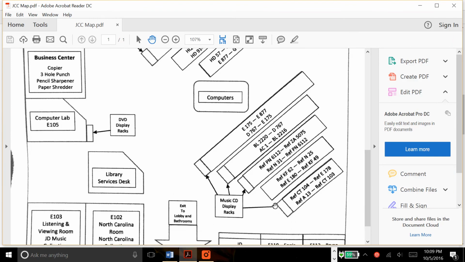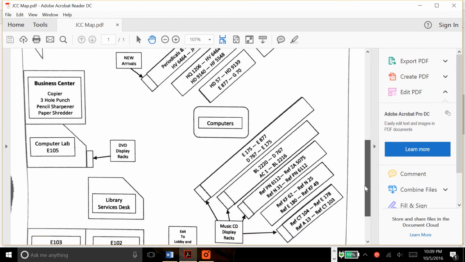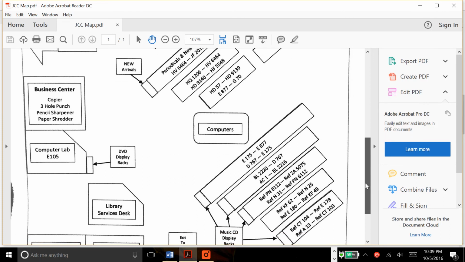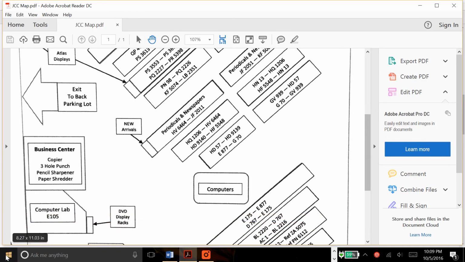On the edges of the stacks, you'll find the music CD display racks. Over here next to the E105 lab, the big lab, you'll find the DVD display racks. The business center, you can make copies. There's a 3-hole punch, pencil sharpener, paper shredder, stapler, anything else you could possibly want. Back entrance is back there.